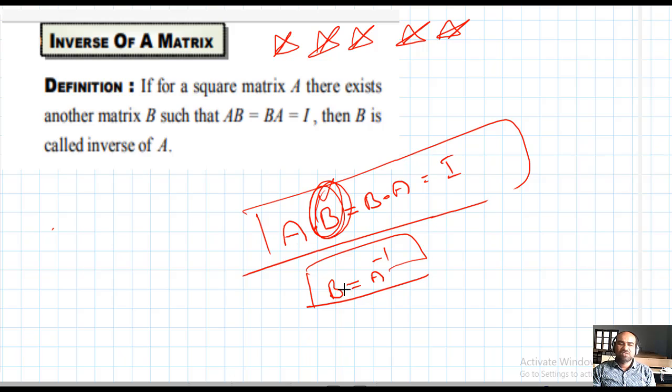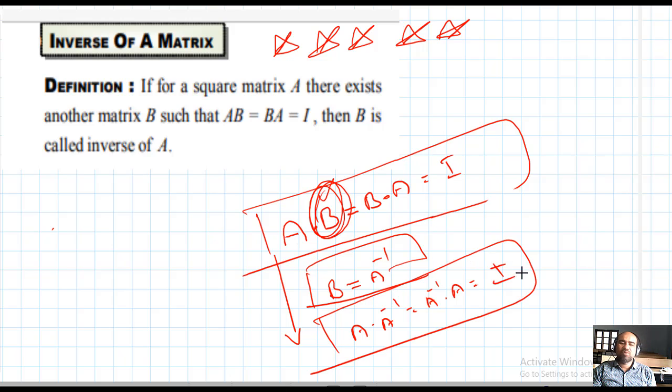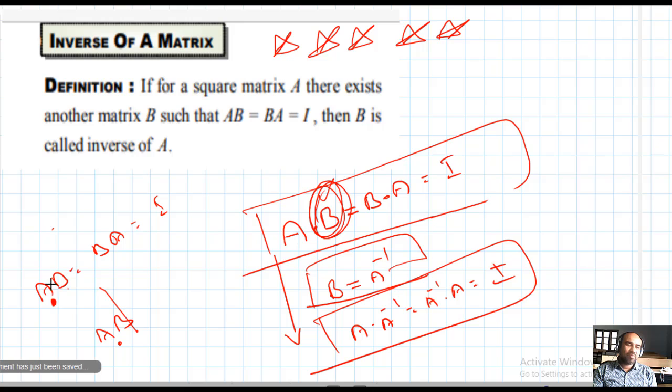Here B is called the inverse of A, symbolically A inverse. From this, A into A inverse equals A inverse into A equals I. This is an important property and you should always remember it. One important thing: A into B equals B into A equals I means the order of A is the same as the order of B. Actually, to multiply a matrix A with B, the number of columns of A should equal the number of rows of B. But here A into B equals B into A, so the order of A is the order of B.